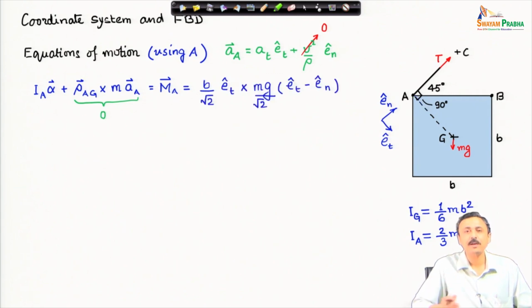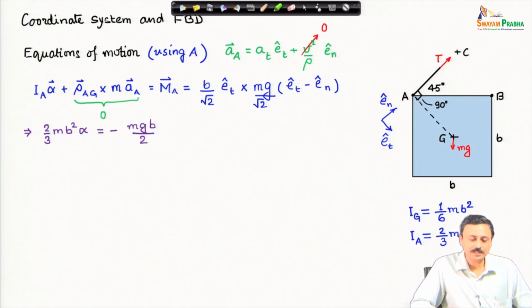Let us now look at the expression of M_A, which is straightforward. It is only the weight that produces moment about point A. Tension force is passing through A, so moment arm is 0. Therefore, we have only the weight producing the moment. I have written out this moment arm, which is AG, in the coordinate system I have chosen. Also, the weight of the plate is represented in the coordinate system chosen. These things are very essential to note.